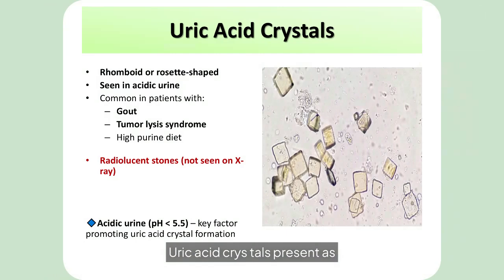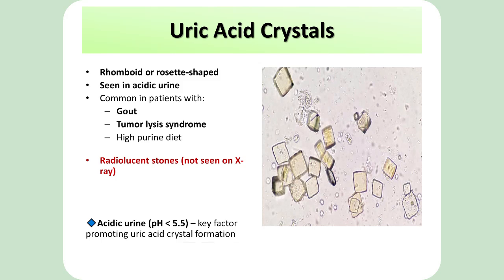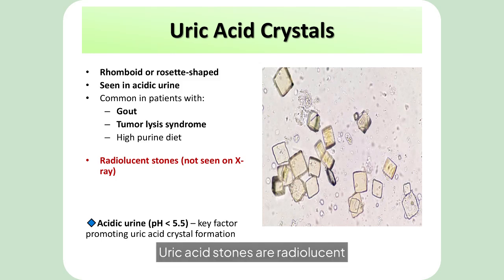Uric acid crystals present as rhomboid or rosette-shaped structures and are typically seen in acidic urine with pH below 5.5. They are strongly associated with conditions that involve high cell turnover or purine metabolism, such as gout, tumor lysis syndrome, and a high purine diet. Uric acid stones are radiolucent on X-ray, a key imaging clue.